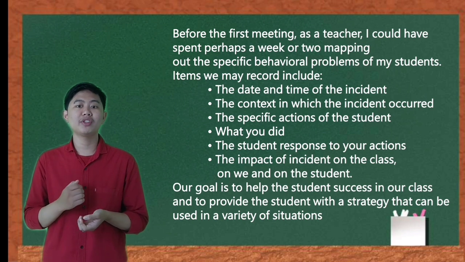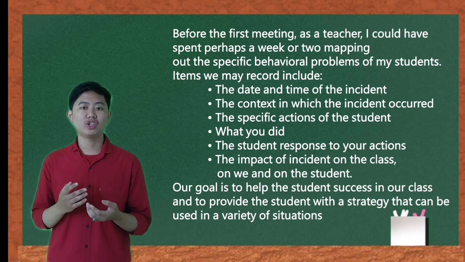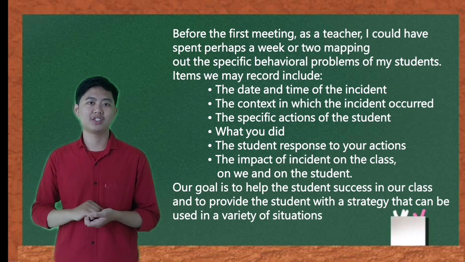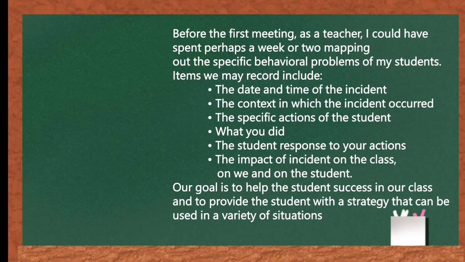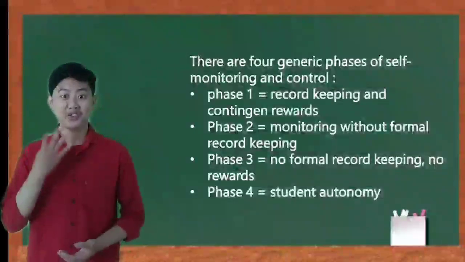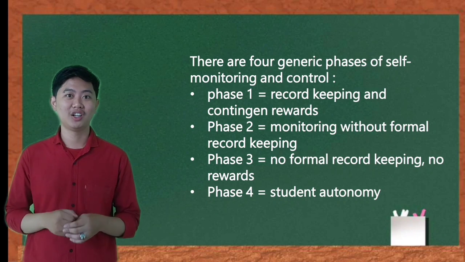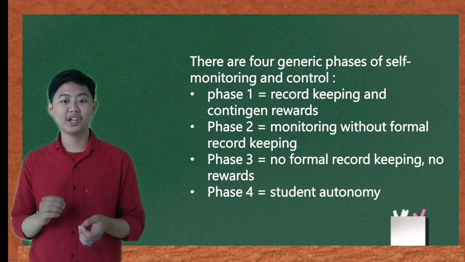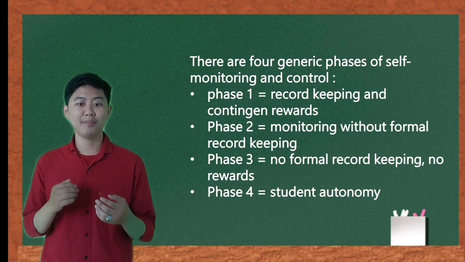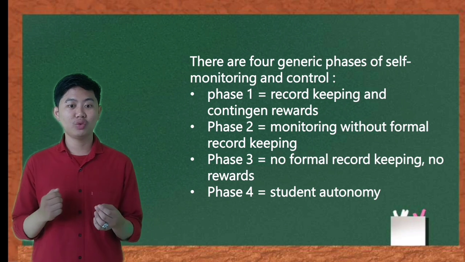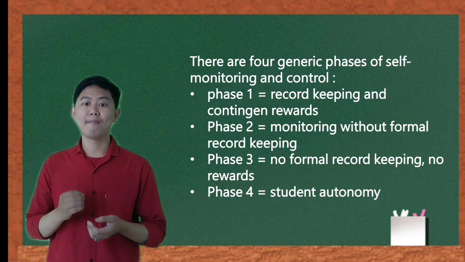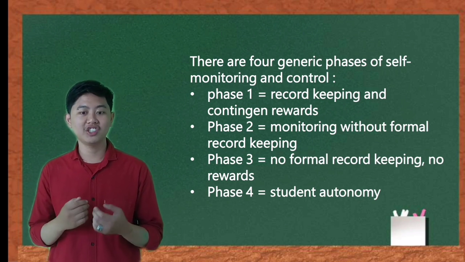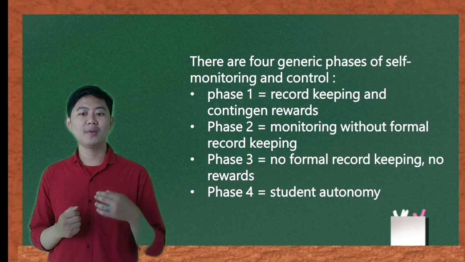Our goal is to have the student succeed in our class and to provide the student with a strategy that can be used in a variety of situations. There are 4 generic bases of self-monitoring and control. Base 1, record keeping and contingent rewards. Notice that the scale moves from an unconscious repetition of the target behavior to a consciousness of it, with the same control of the behavior.